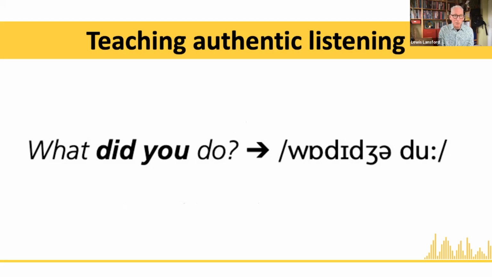A classic example is "did you." What did you do? So the citation pronunciation would be, "what did you do?" But what learners might hear is, "what'd you do?" What'd you do? Which doesn't sound at all like "what did you do?" And yet it's super common. So I'm saying we should teach this. What does this look like?